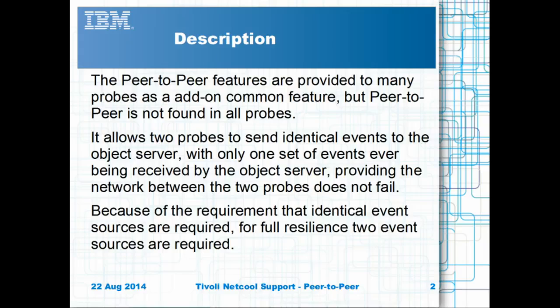Peer-to-peer allows event resilience by forwarding only one set of identical events to the object server. The failover to the slave probe may result in some duplicate events being sent to the object server, but there should be no event loss provided the two probes' data streams are in synchronization. Identical event sources and equivalent probe server resources are required for successful peer-to-peer configurations.